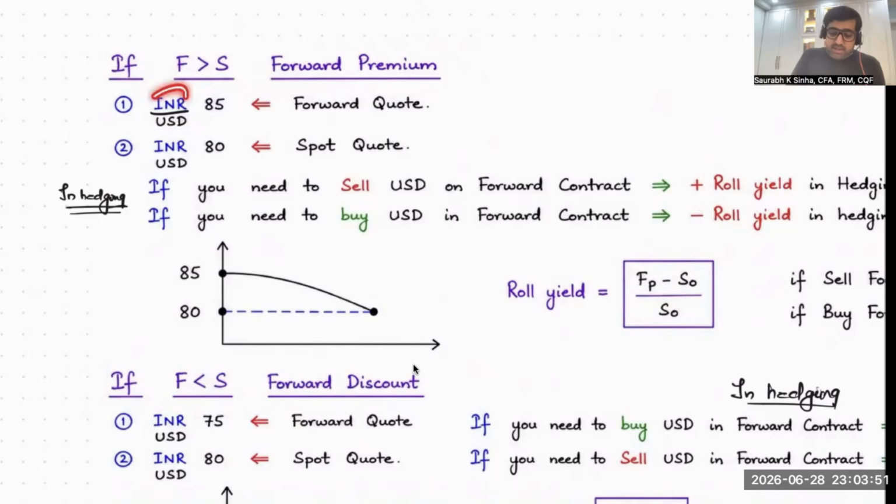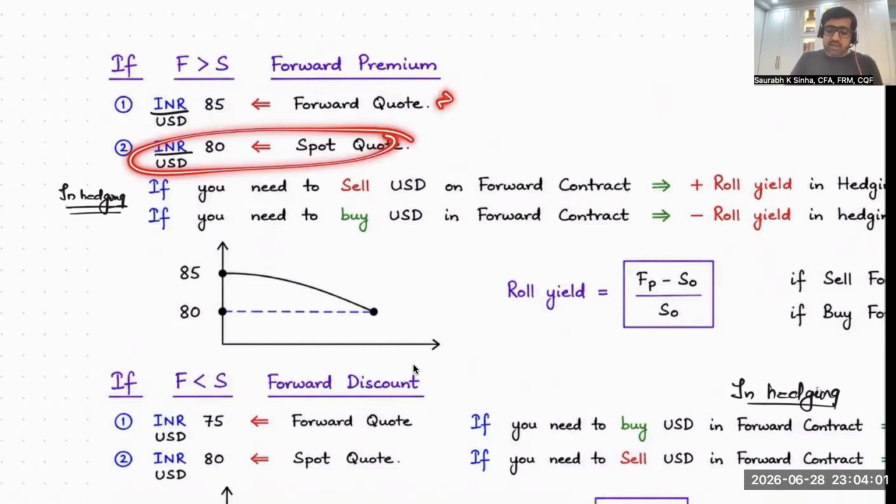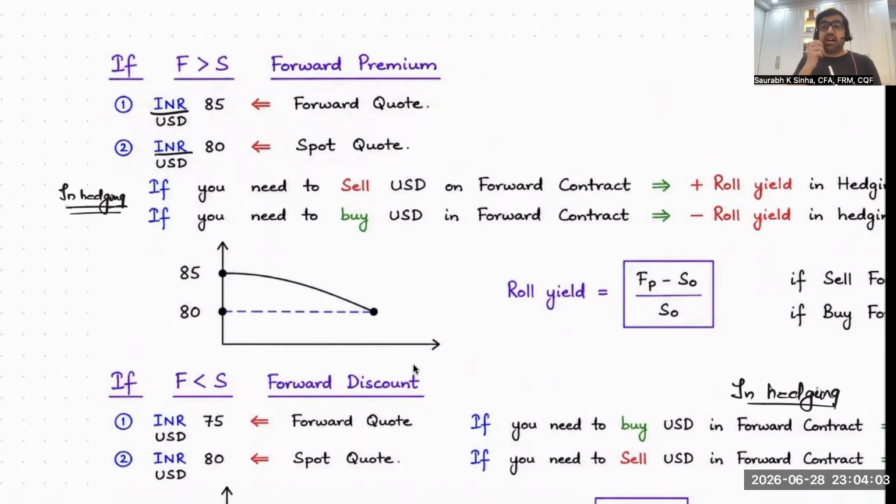This is the price currency. This is the base currency, and the forward quote is 85. And here the price currency upon base currency is 80 in the spot market. This is the spot market quote and this is the forward market quote. Whether it is trading at premium or discount. Premium. So what will you do? Will you sell USD or buy USD? The intuition should be that you will sell USD.